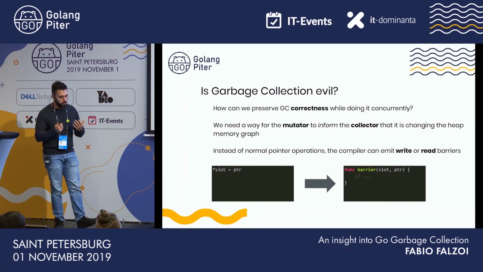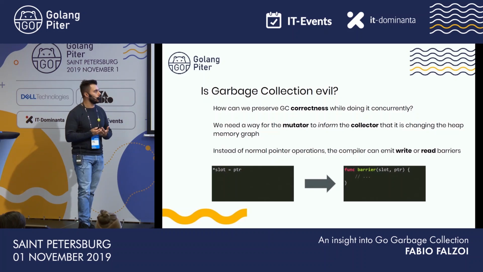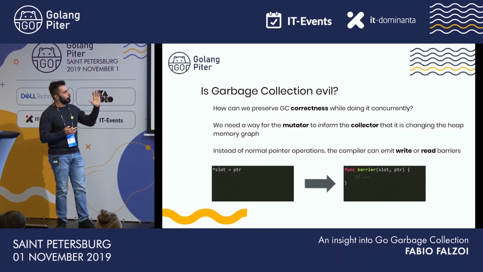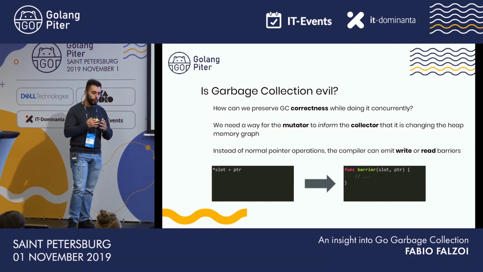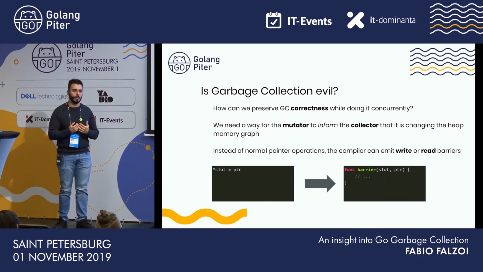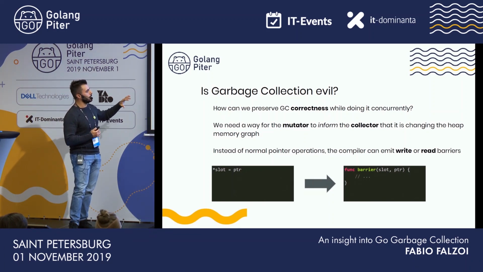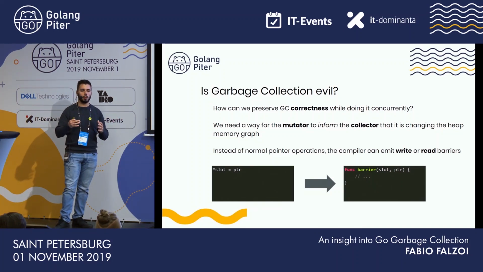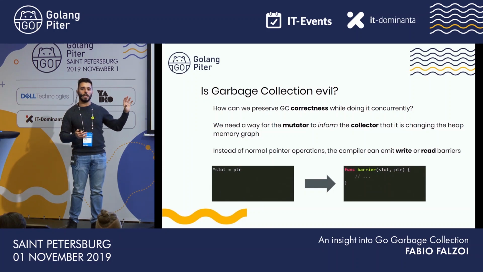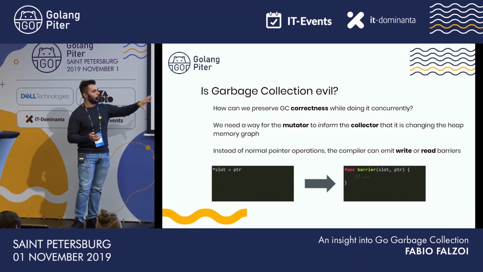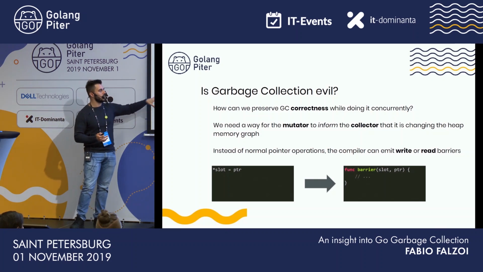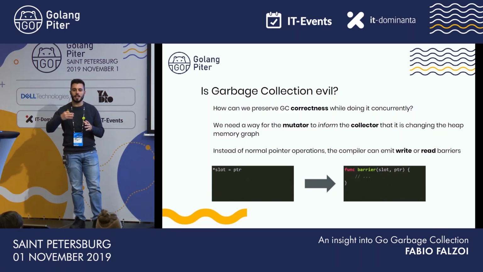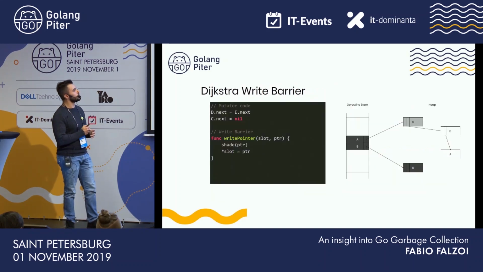Okay, so what should we do? What should the Go runtime do to guarantee the correctness of garbage collection? We need a way to inform the collector that our application is concurrently mutating the heap memory graph while the collector is marking. And the way to do so is changing the normal operations that you do with your pointers, like write, read, and so on, with a kind of barrier. You can think about the barrier as a function that, besides, in this case, storing the pointer, does something else. And we will see in a minute what it does.